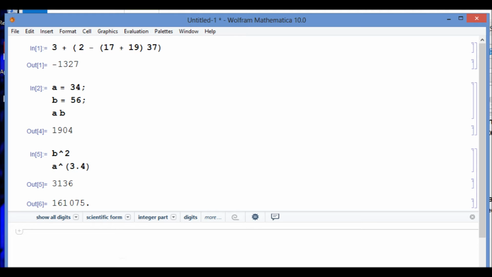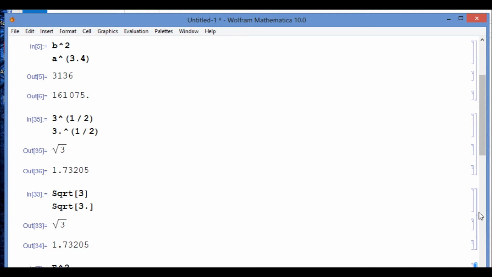This is how to enter exponential expressions. When the exponent is 1/2, it is equivalent to the square root. Mathematica converts the 1/2 power of 3 to root 3. If a numerical base is used, it converts to a numerical result.